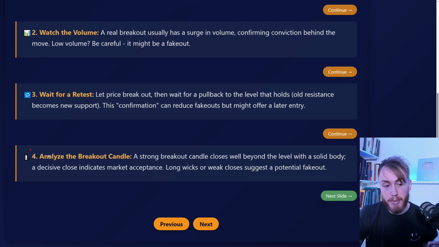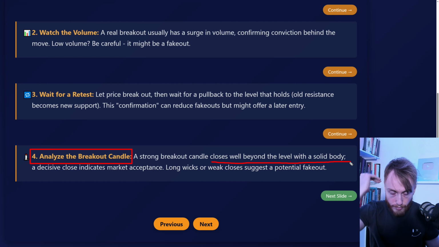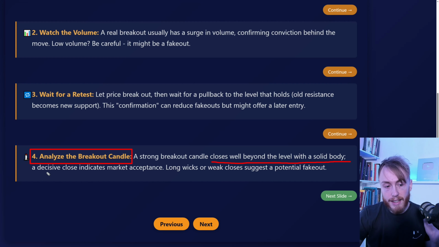But here, last but definitely not least, we want to analyze the actual breakout candle. A strong breakout candle closes far beyond the level. So we have a strong candle close above the level, and a decisive close basically indicates market acceptance. If we find long wicks or weak candle closes, it's also a sign of a fake out.